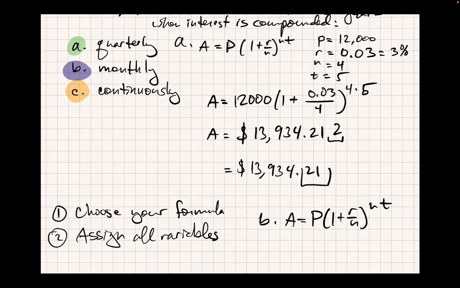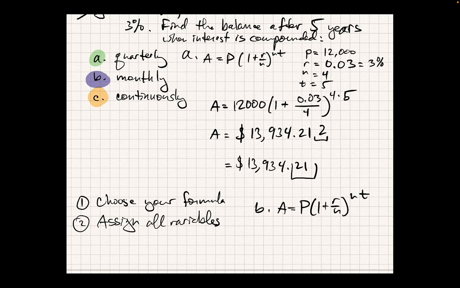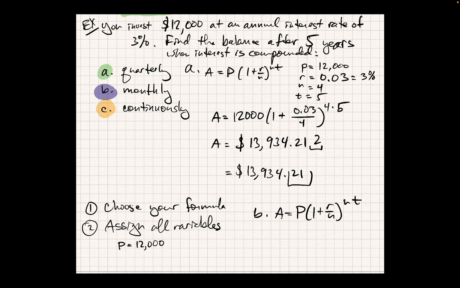So now to A, we're solving for A. P would be $12,000. R, the rate, would be 12? Or am I completely wrong? Rate. So you invest $12,000 at an annual interest rate of 3%. That's from the original problem. So 3%. 3 what? 0.03. And how do I write that?